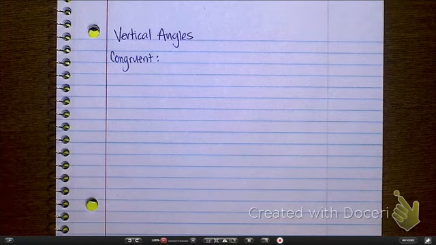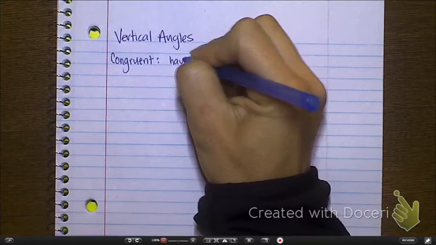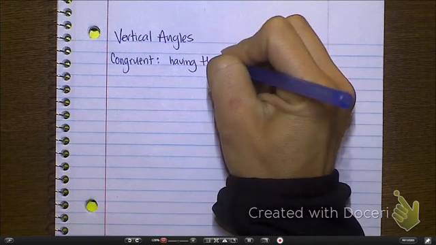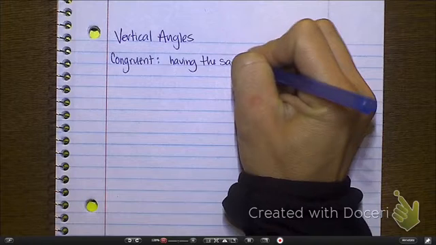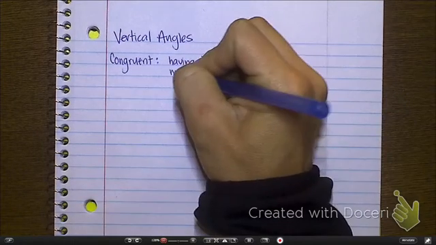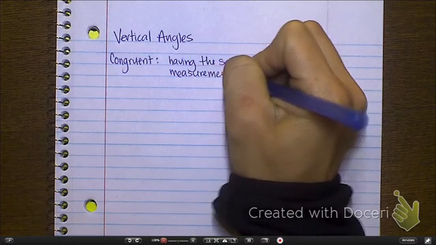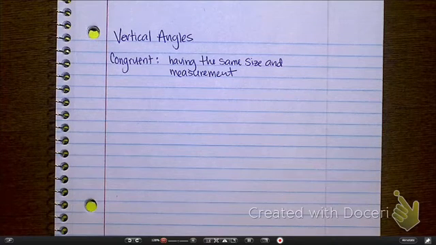Same value, okay, good. So when we're talking about angles being congruent, it's having the same size and measurement. So when we're talking about angles being congruent, they have the same size and measurement. Is it alright if I write it in one of my notebooks? Sure, that's fine.